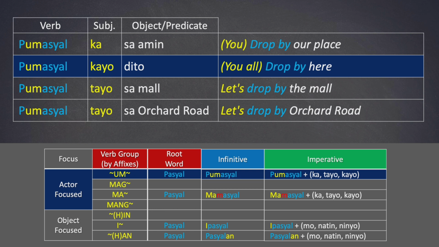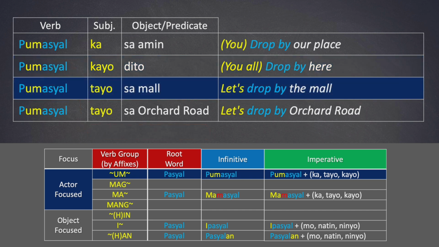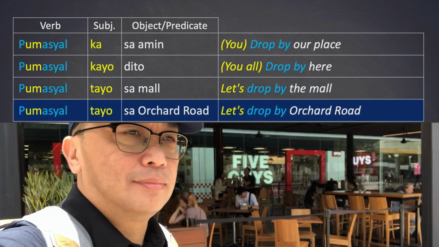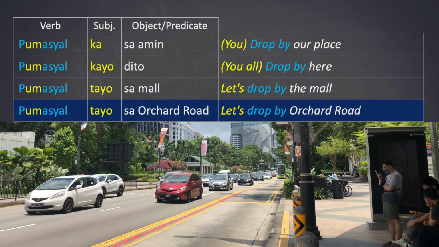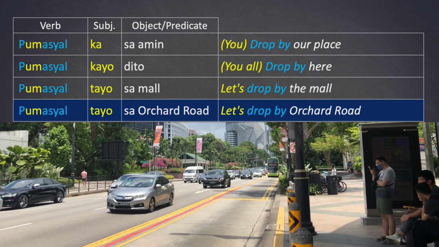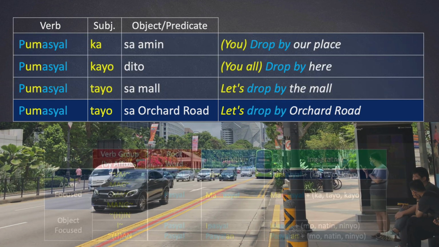Pumasyal kayo dito. Drop by here. The speaker is telling the listener to go to where the speaker is located. In this context, pumasyal is used to instruct someone to do a social visit. We say this a lot. Pumasyal tayo sa mall. Let's drop by the mall. Pumasyal tayo sa Orchard Road. Let's drop by Orchard Road.